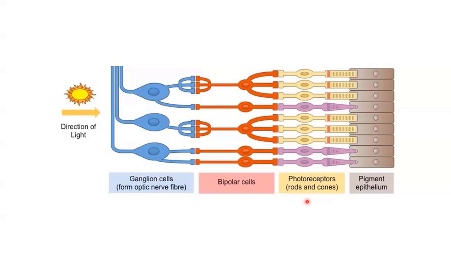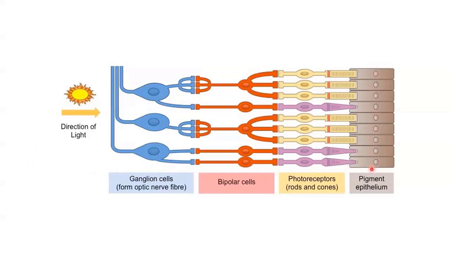And it's here that the light turns into a neural signal, and this message gets transmitted back along bipolar cells, into ganglion cells, and then the axons of our ganglion cells form our optic nerve, which takes the neural message back to the brain.